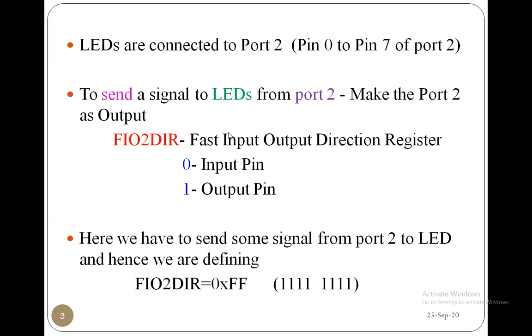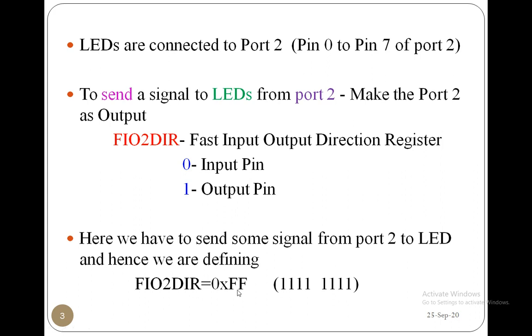Here FF indicates all ones, that is P02. So this is P0, P1, P2, P3, P4, P5, P6, P7. So from P0 to P7 I am making all pins as ones. That is stored in the FIO2 DIR register. If this DIR contains pin 0 to pin 7 all ones, then all pins act as output pins, right?